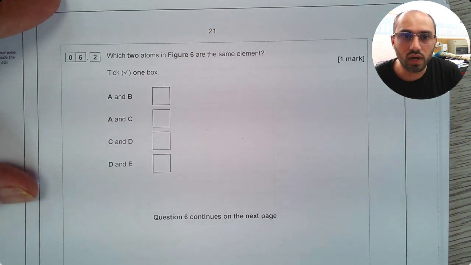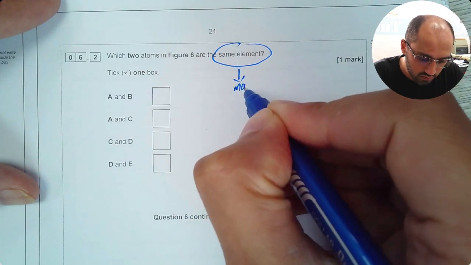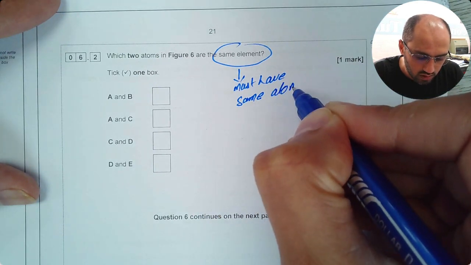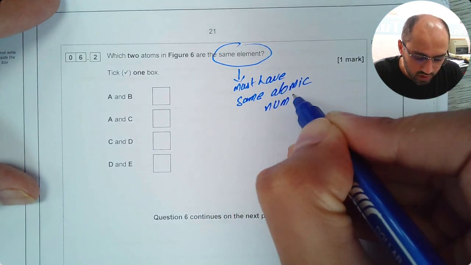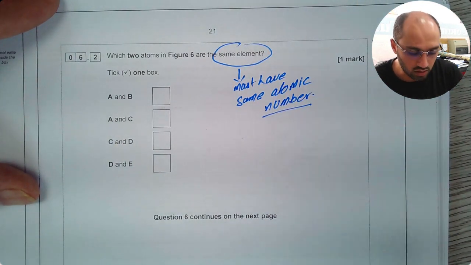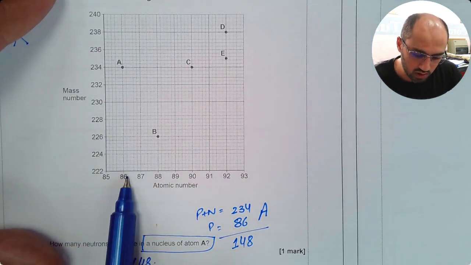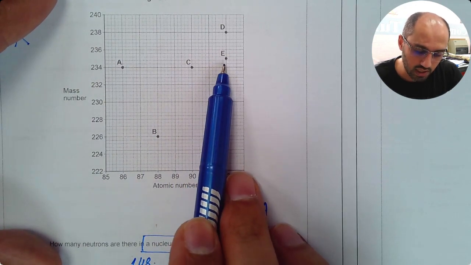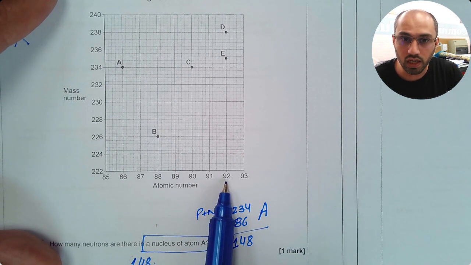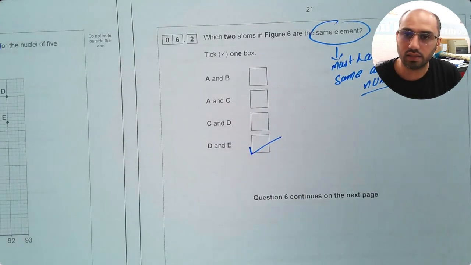Next part says which two atoms in figure 6 are the same element. Same element means they must have the same atomic number, because it is the atomic number that will determine to which element the atom belongs. So I can see here I've got only one with this atomic number, only one with this atomic number, one with this atomic number, but E and D both have the same atomic number. So in other words, they are both isotopes of the same element. So I'm going to say D and E is the correct answer.